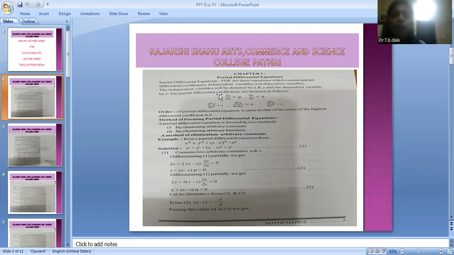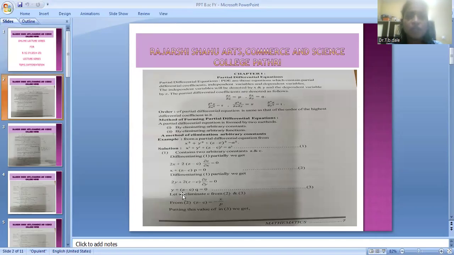The independent variables will be denoted by x and y. The dependent variable will be denoted by z. The partial differential coefficients are denoted as follows. That is, dou z upon dou x is equal to p. Dou z upon dou y is equal to q. Dou square z upon dou x square is equal to r. Dou square z upon dou x dou y is equal to s, and dou square z upon dou y square is equal to t.